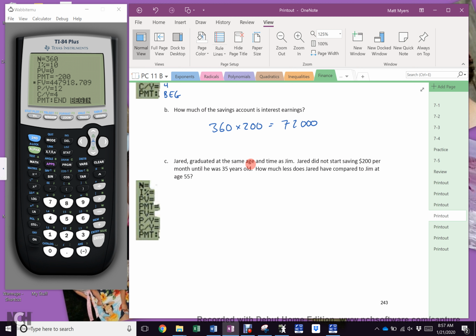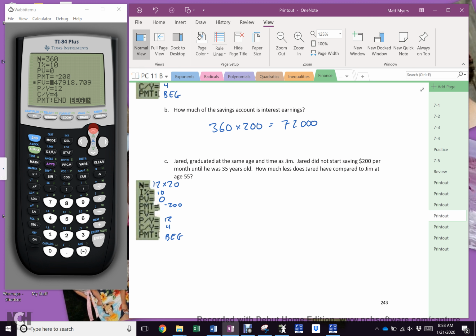Let's see what happens with our good friend Jared, who starts 10 years later. So he's going to make how many? He's going to make a lot fewer payments, right? It's going to be 12 times 20 now, yeah? And everything else is going to be the same. Present value 0, payment negative 200. 12 for beginning.